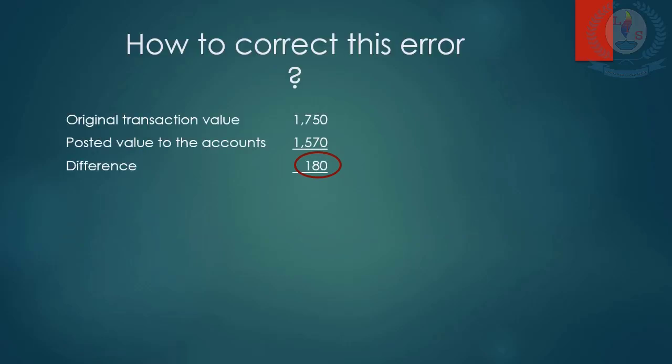Original transaction value 1750, posted value to the accounts 1570. The difference between those two is 180. Now this: Sarah Jason's account debit 180, sales account credit 180. To correct this error, we have to just record the difference between the original transaction and what we have posted. Sarah Jason's account debit 180 and sales account credit 180.